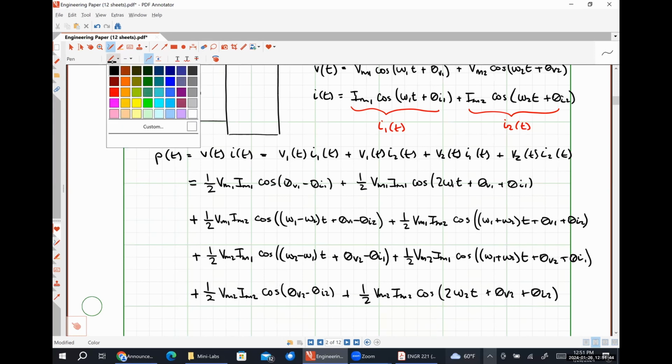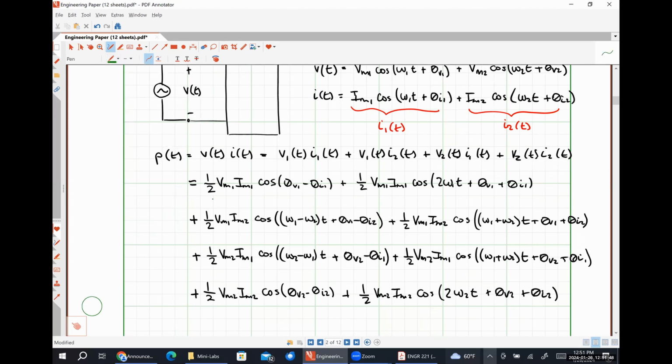Now, let's look at some things here really quickly. This term right here that I've underlined in green, and this term right here that I've underlined in green, these are DC terms. So these guys effectively represent the average power in our multi-frequency circuit.